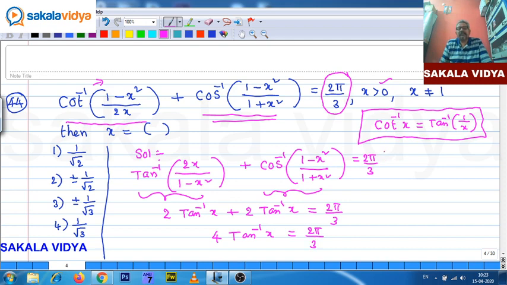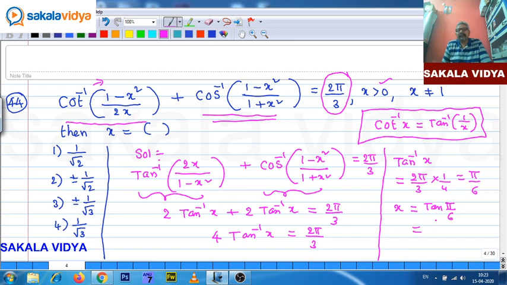So let us find out the tan inverse x value now. The value of tan inverse x equals 2 pi by 3 by 4, that means 2 pi by 3 into 1 by 4, that's equal to pi by 6. Am I correct? So x is equal to tan pi by 6, that means tan 30, which is equal to 1 by root 3. So the fourth option is the right option.